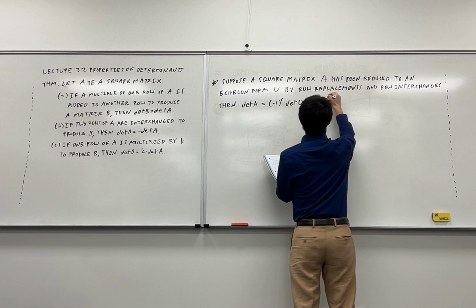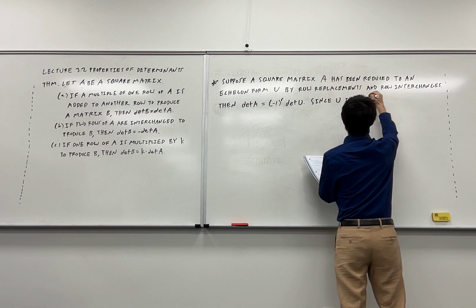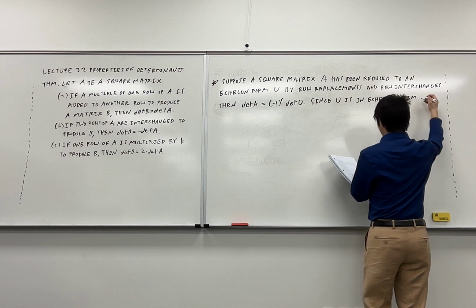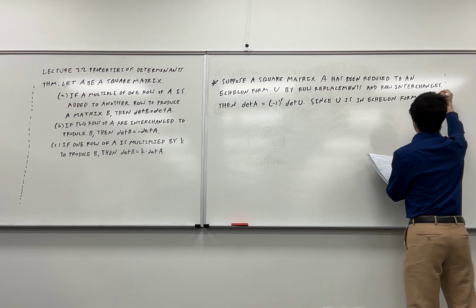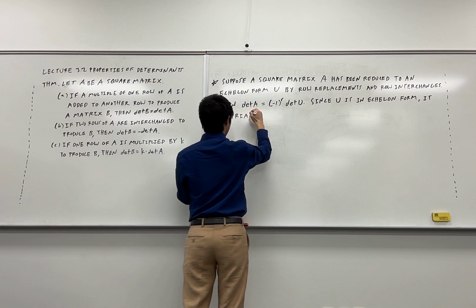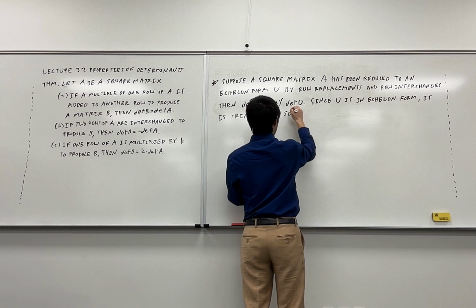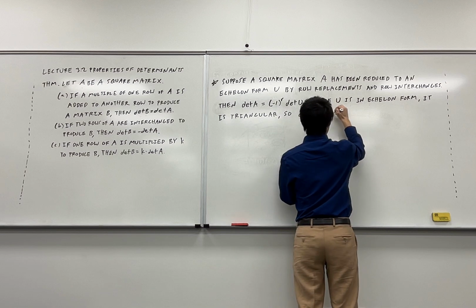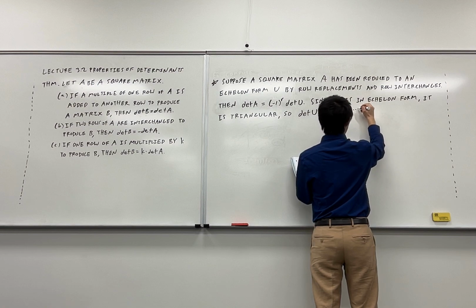And since U is an echelon form, it is triangular. The reason why we want it to be triangular is because then the determinant of U itself is just the product of its diagonal entries.